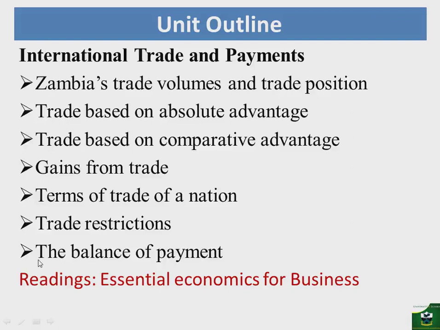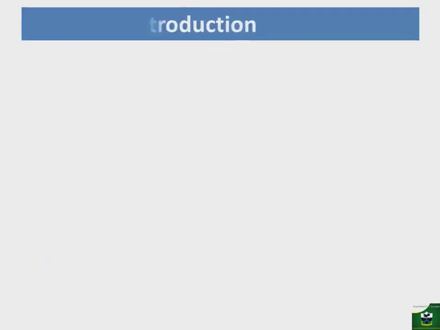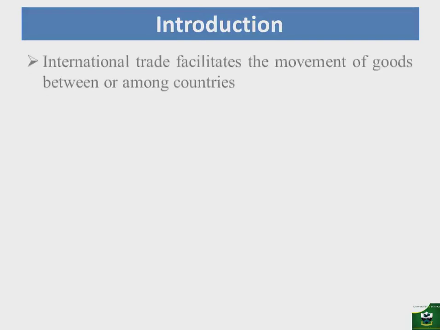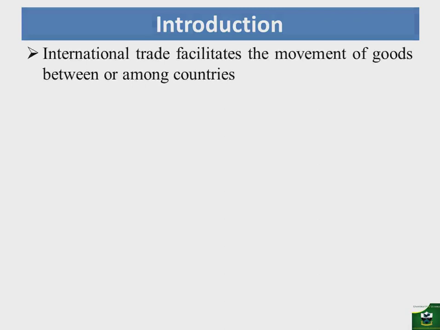Okay, so let's quickly go into the introduction of international trade. When we are talking about international trade, basically we are looking at the movements of commodities or services from one nation to the other. As such, international trade facilitates the movement of goods between or among nations. Now, when we say goods, take note that we've just used this as a general term, but international trade involves the movement of both goods and services across borders.